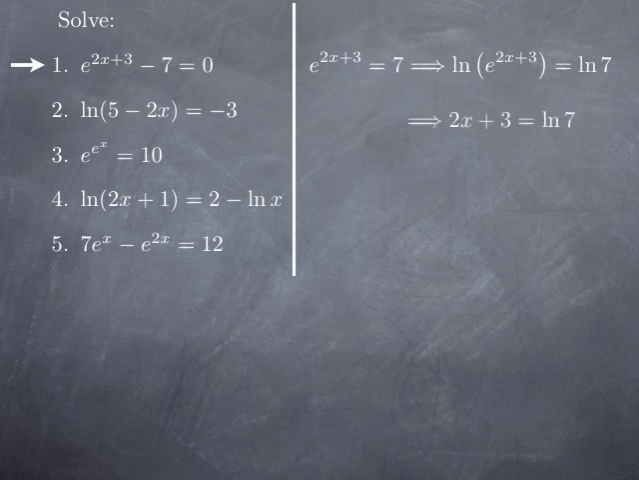So that means 2x plus 3 is equal to ln of 7. And now we've converted our exponential equation into a linear equation. So here we just subtract 3 divided by 2, and we find as a unique solution x is 1/2 of ln of 7 minus 3.